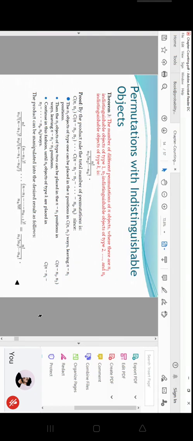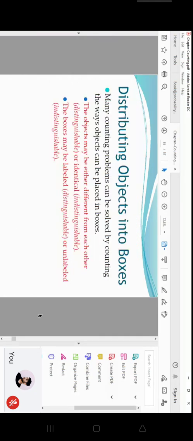Now this distinguishable and indistinguishable property, as I was saying, we can apply to the objects and the boxes. What is the concept of a box? The concept is that we have to select a number of objects and put those objects into certain boxes. That is the objective.